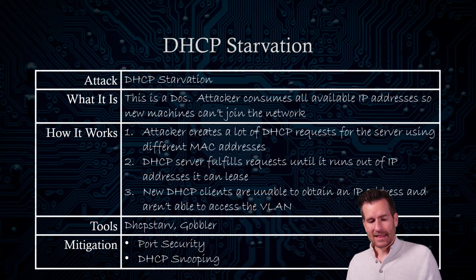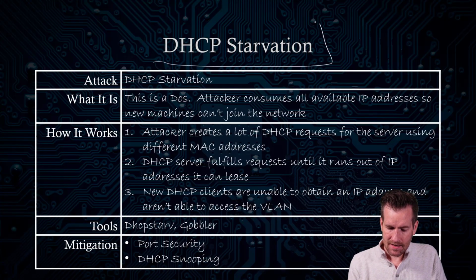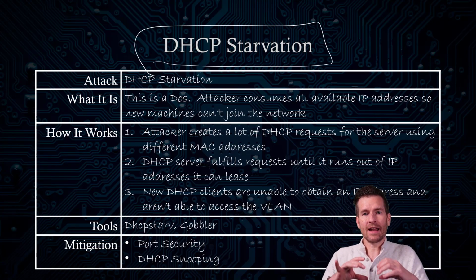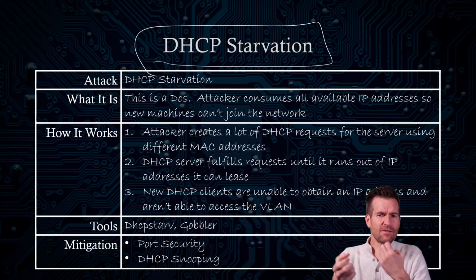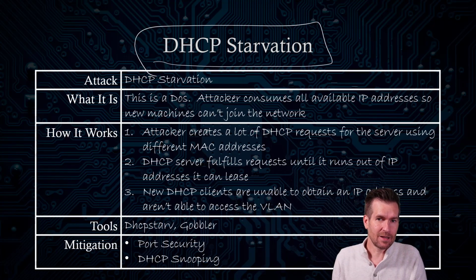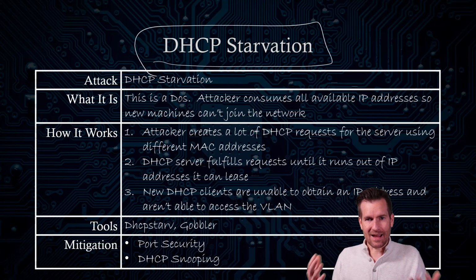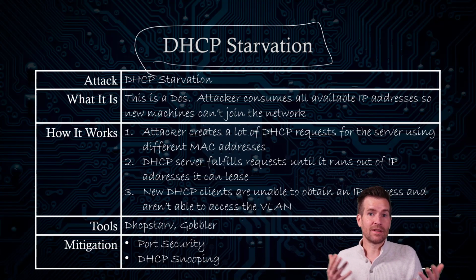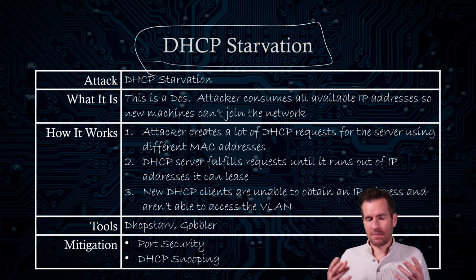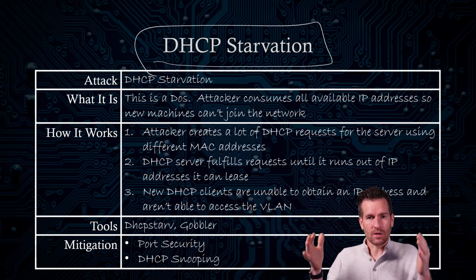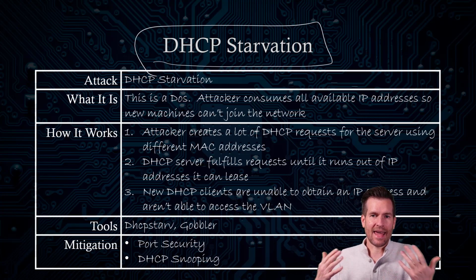The next attack that we'll talk about is DHCP starvation. DHCP starvation is when an attacker attempts to take all of the IP addresses that are available on a network, so then no one else can get an IP address. This is a type of denial of service attack, in that devices on the network can't get IP addresses and can't communicate out on the network.